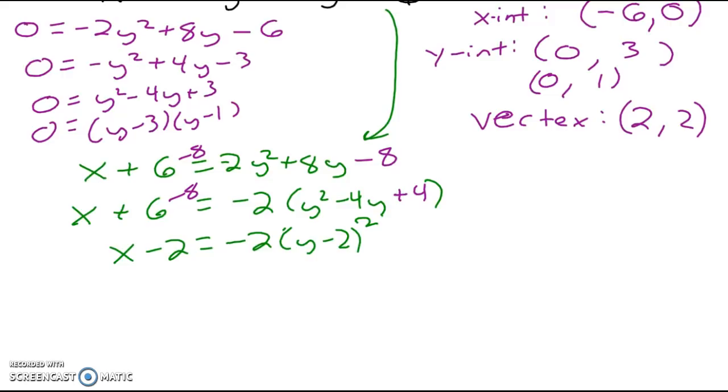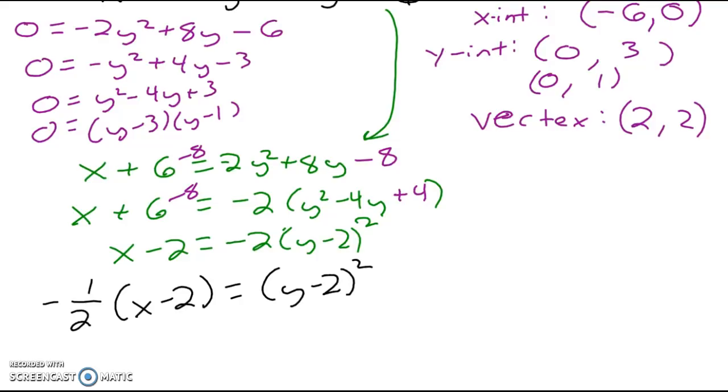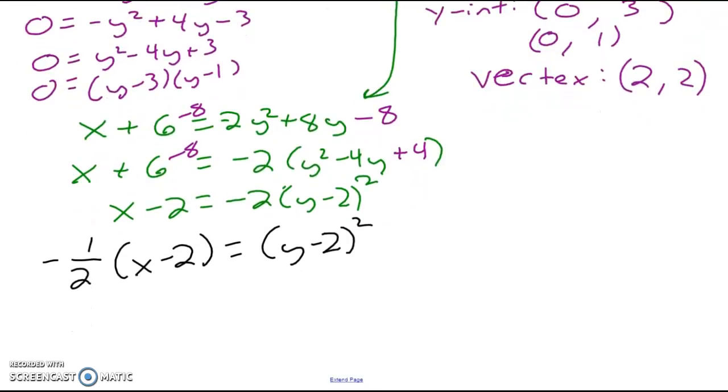Now the focus and the directrix come from the vertex, but we need to know our p-value. So we need to get into our 4p form. In order to do that, all we have to do is divide by this -2. So you have -1/2 times x minus 2 equals y minus 2 squared. So in this case, -1/2 is 4p. When you divide by 4 on both sides, you have -1/8 is p. So the p value is -1/8.